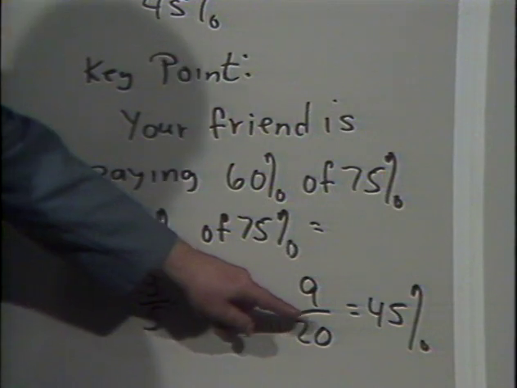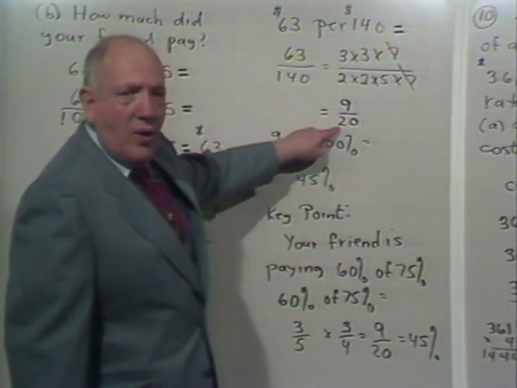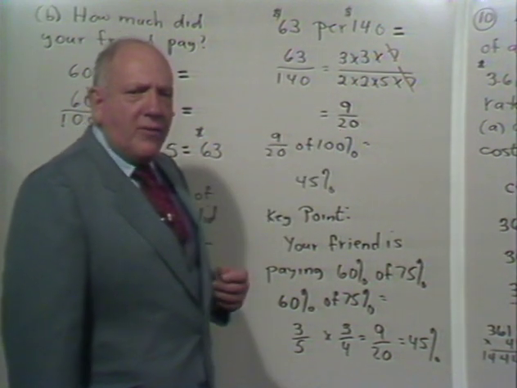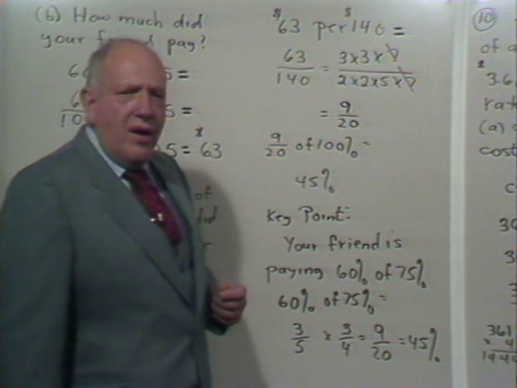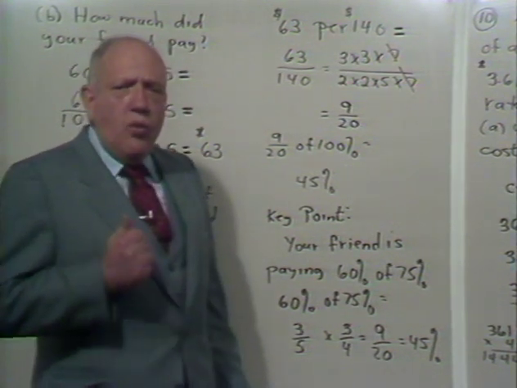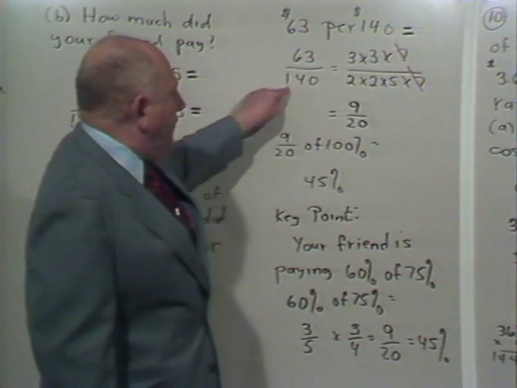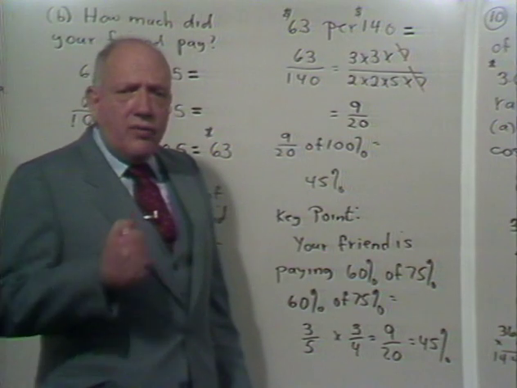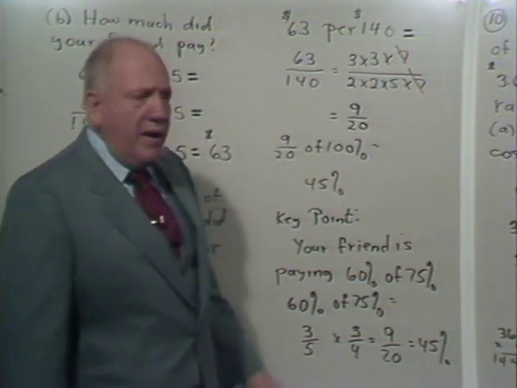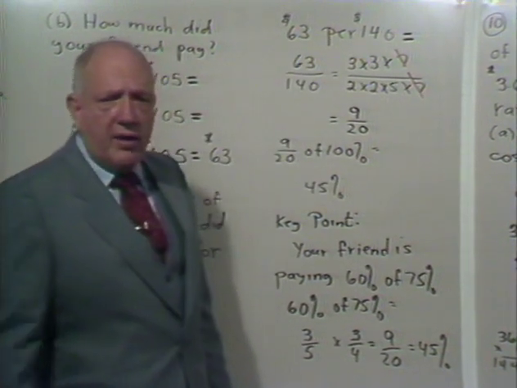In fact, did you notice that the 9/20 here is exactly the same 9/20 that we found doing the problem based on the price being $140? You see, basically what this problem says is we don't have to know what the regular price is, but based on the discounts, for every $140 that the radio costs, your friend is going to pay $63. See, if the radio had been $280, your friend would have paid $126, etc.